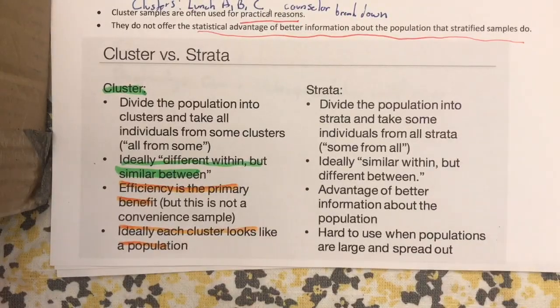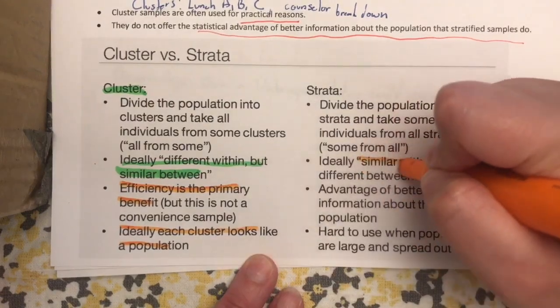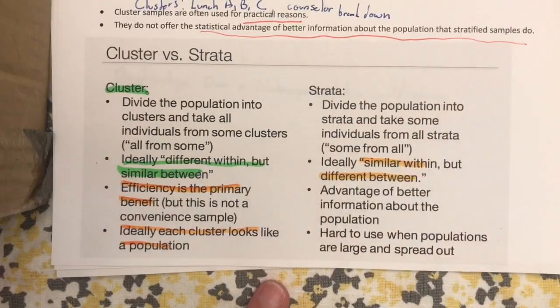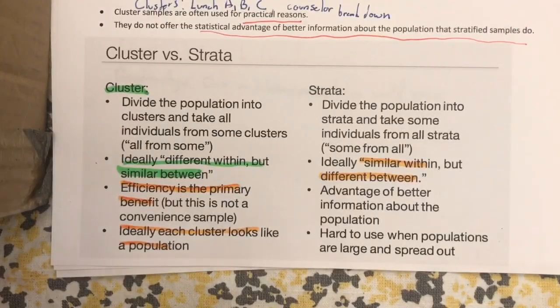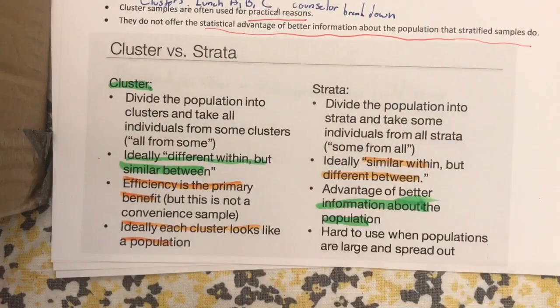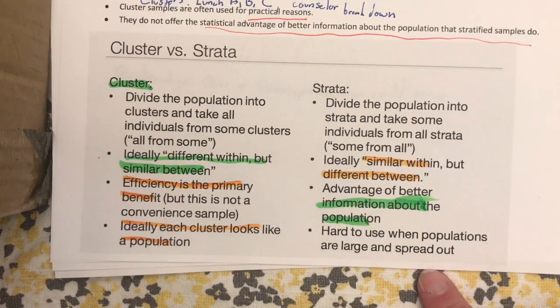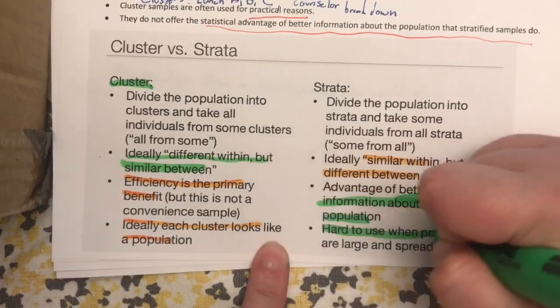And when we take a look at strata, again, we're going to divide the population into strata and take some of the individuals from all of the strata. So we take some from all. Ideally, they are going to be similar within each group, but different between the groups. The advantage of doing a stratified random sample is we're going to be able to gather better information about the population. We're going to have less chance of over or under representation when we do this. But one of the disadvantages is that it's hard to use when populations are spread out.